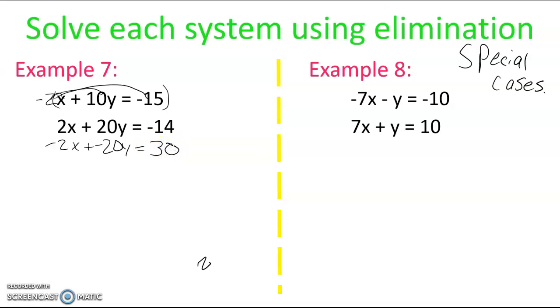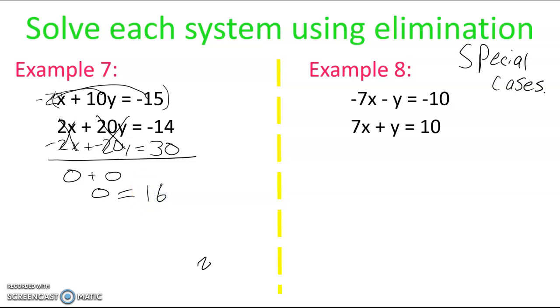If you look, you're going to notice that not only does the 2x cancel out, but the 20y minus 20y also cancels out. So you're basically left with 0 plus 0, or 0 is equal to, and then over here, negative 14 plus 30 is equal to 16.